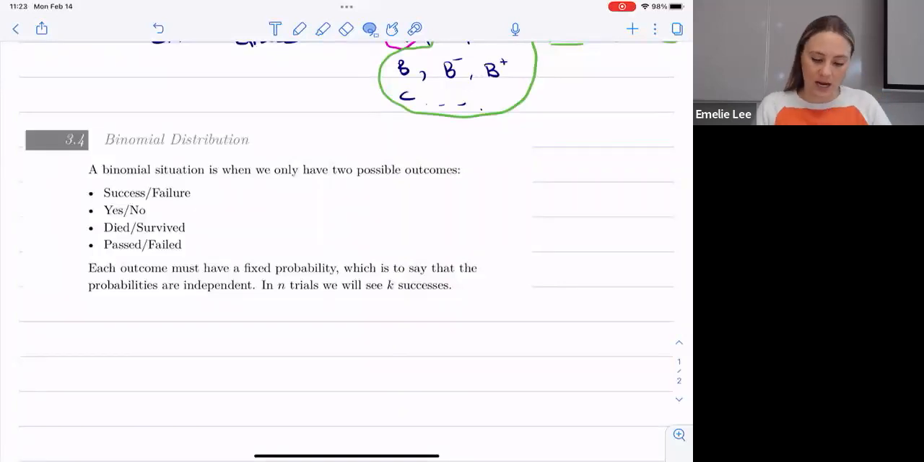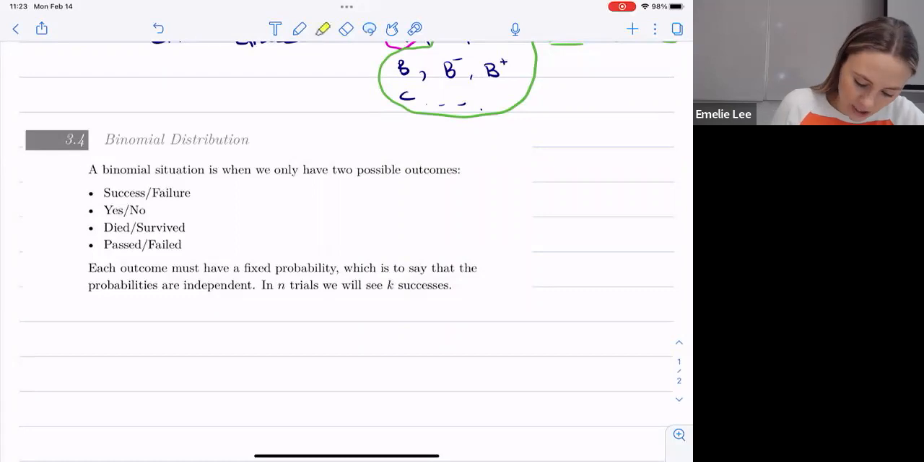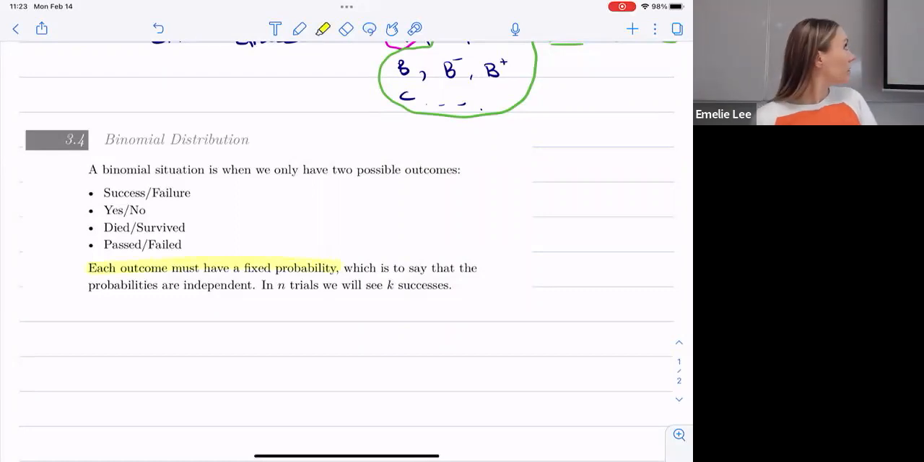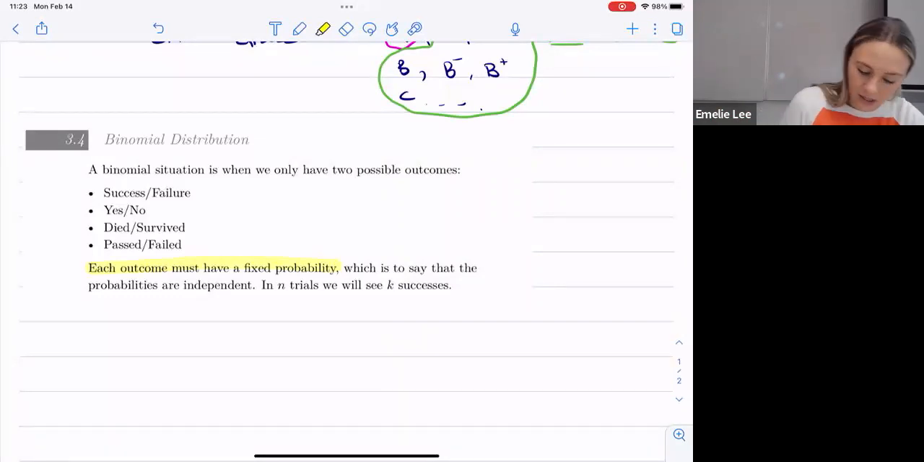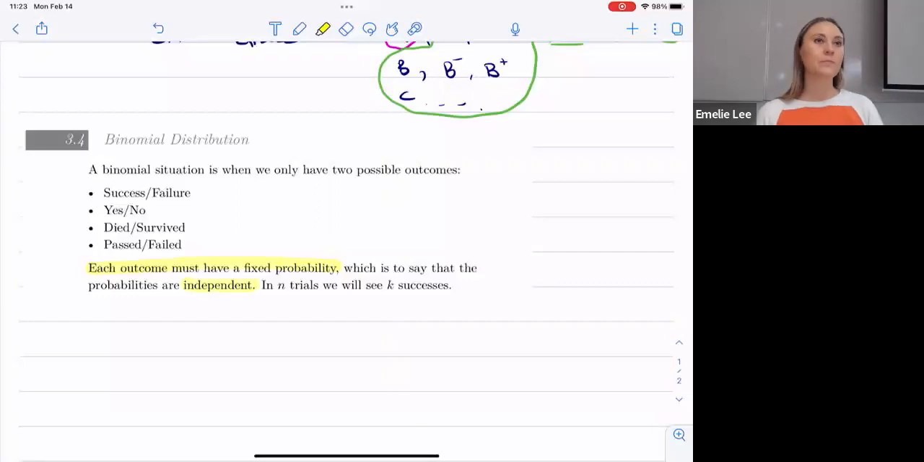And each outcome must have some fixed probability, right? Which means that those probabilities are independent, right? Flipping a coin, right? It's either heads or it's tails with equal probabilities. There's only 2 possible outcomes and there's some fixed probability, and that doesn't change, right? So we've talked about dependent events already, but now we have to have independent events. Okay.